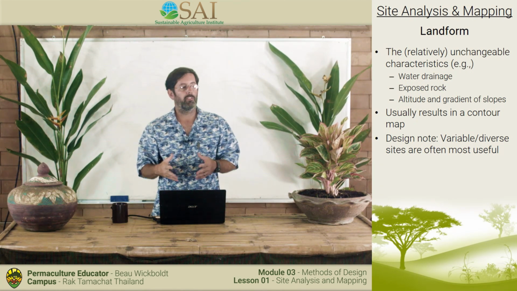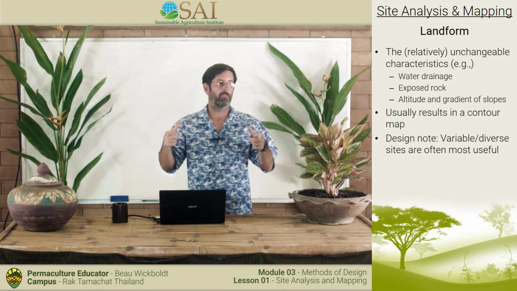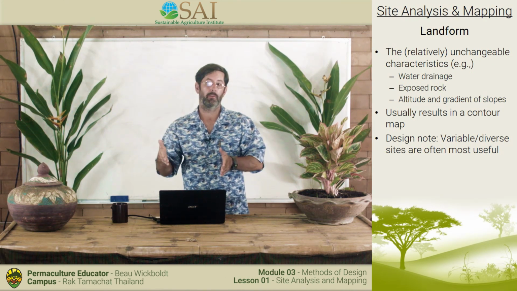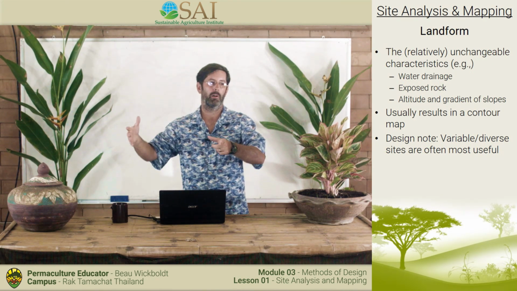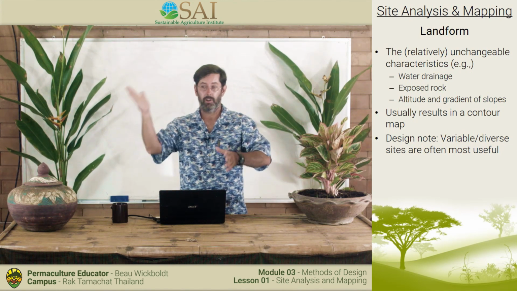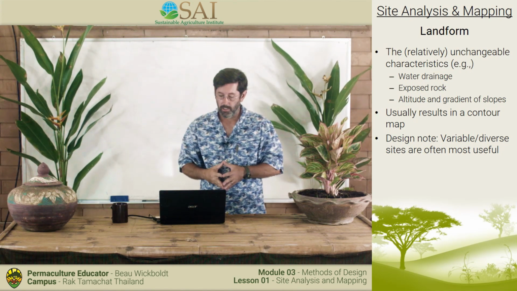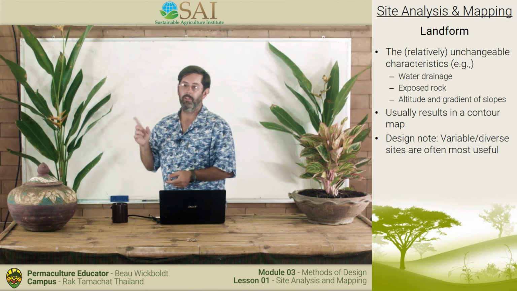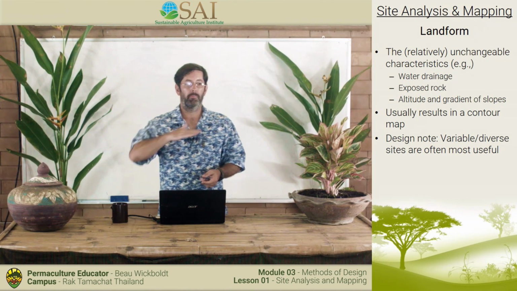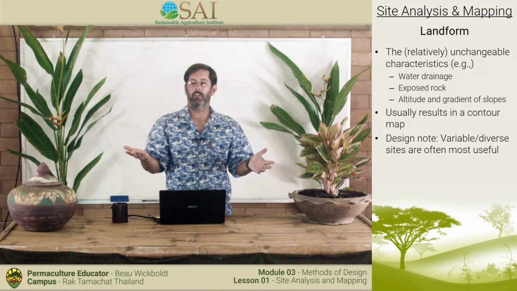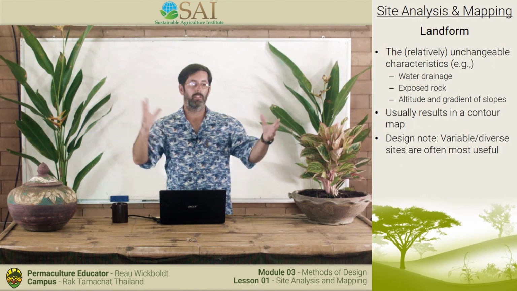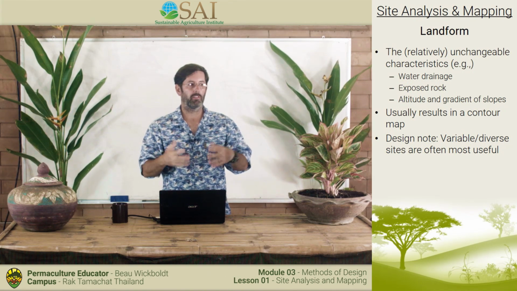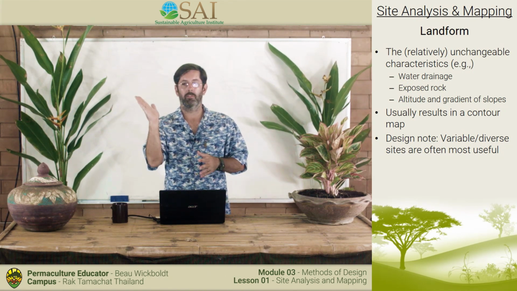And most of the time, we can find this out from a contour map. So it might be very important to create, at the beginning of our property, a contour map of the property so that we can evaluate gradients and different things. So a design note though, variable and diverse sites are often the most useful. The perfectly flat site doesn't have a lot of options, but a slope gives me the option to put in more things.